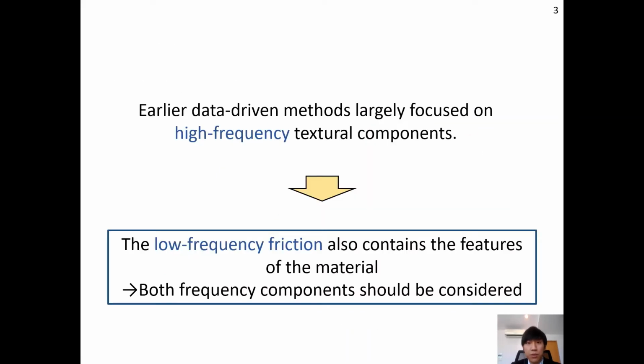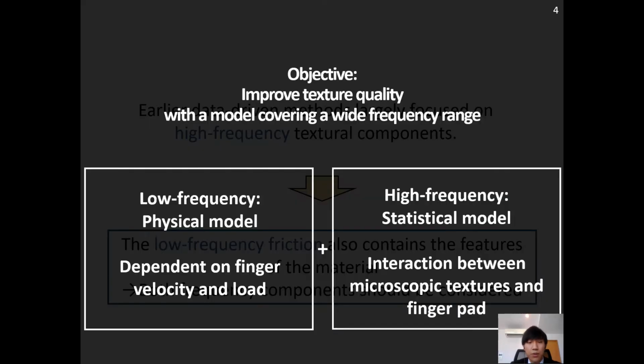In previous data-driven models for rendering textures, mainly the high-frequency texture component was used. However, since the low-frequency friction component also contains the material information, both frequency components should be considered. Our objective is to improve texture quality by combining two types of models to cover a wide frequency range.